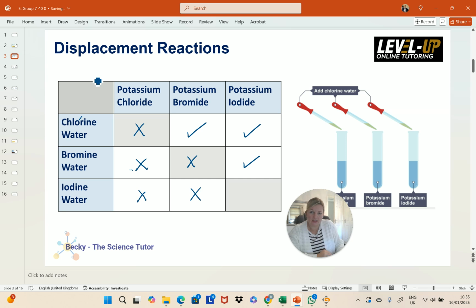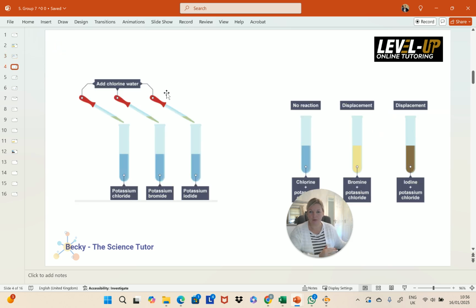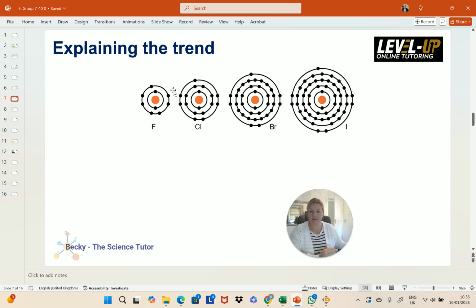Okay, so typically exam questions will give you a little table like this, and then it will ask you to conclude or to sort of decide which is the most reactive and explain why you've decided that. So in the exam question that we're going to look at, sometimes they give you if there's been a colour change or not, but remember, if we get a colour change, we know that a reaction has taken place. Okay, so let's move down and have a look.